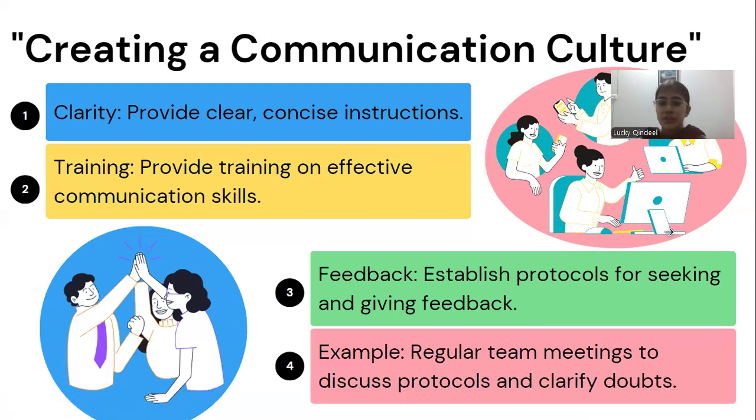Creating a communication culture. First, clarity: providing clear, concise instructions. Training: provide training on effective communication skills. We can do feedback: establishing protocols for seeking and giving feedback. An example could be regular team meetings to discuss protocols and clarify doubts.